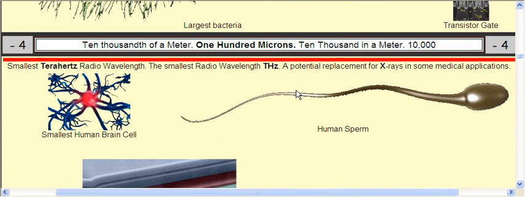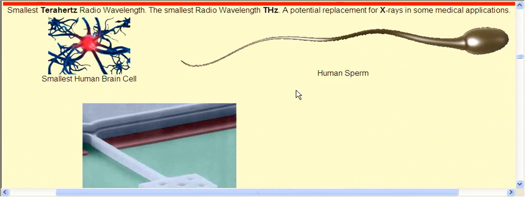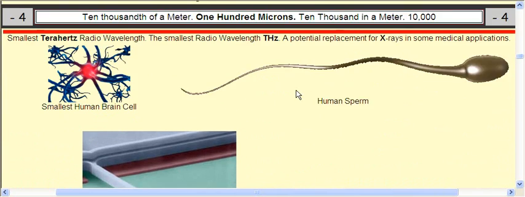So let's go up one. Here's a human sperm. This is 100 microns. Oh shit, I forgot to time myself. Oh wait, oh no, the thing says it. That's good. Okay. So, 100 microns.